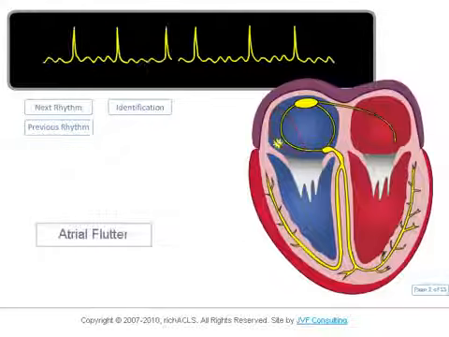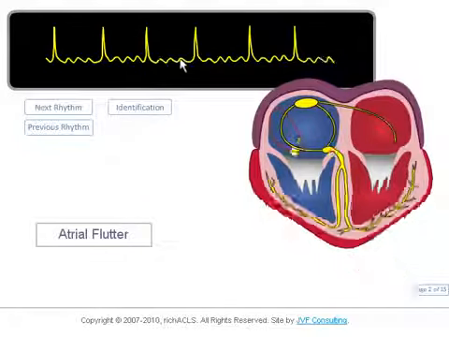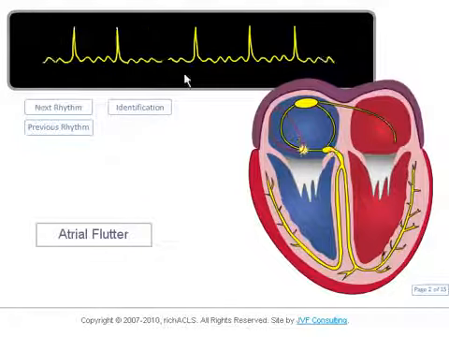This rhythm, atrial flutter, also has a unique waveform. We see what looks like many P waves, but they are actually F or flutter waves. The QRS is narrow, the R-to-R intervals are fairly regular, but will vary.